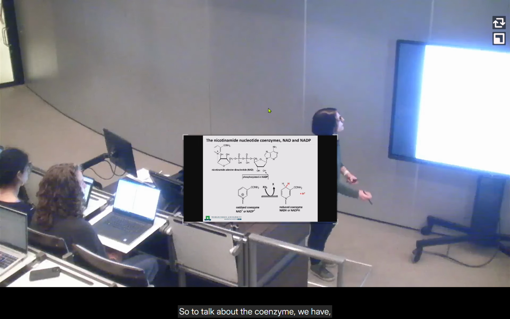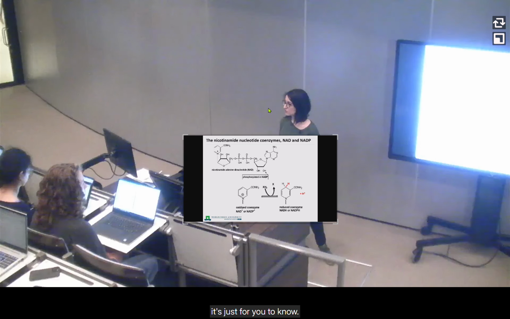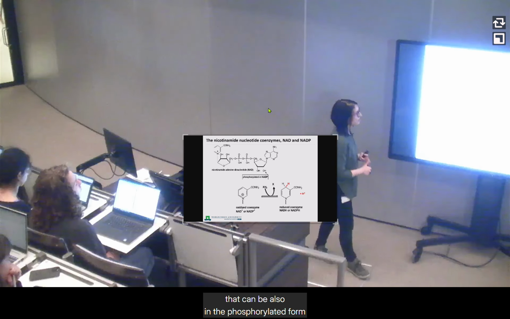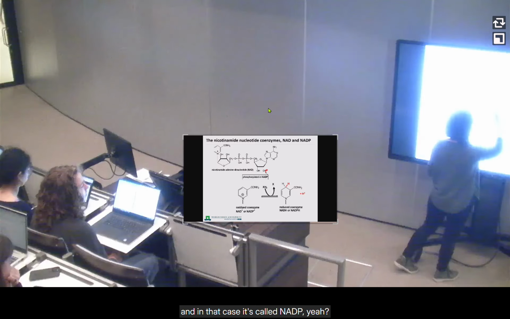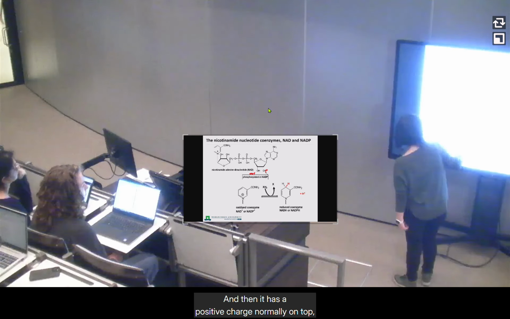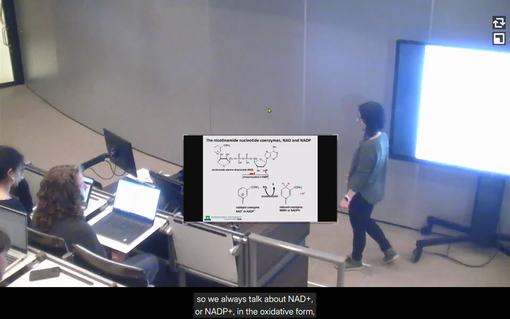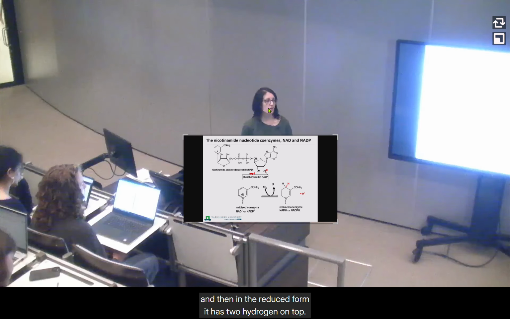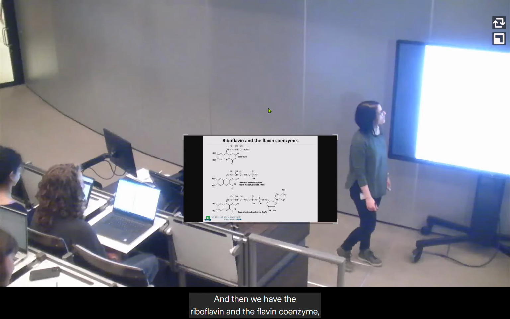So to talk about the coenzymes, this is something, again, you don't have to memorize. It's just for you to know. But what is important is that we have NAD that can also be in the phosphorylated form, and in that case, it's called NADP. Yeah? And then it has a positive charge normally on top, so we always talk about NAD plus or NADP plus in the oxidative form, and then in the reduced form it has 2 hydrogen on top.